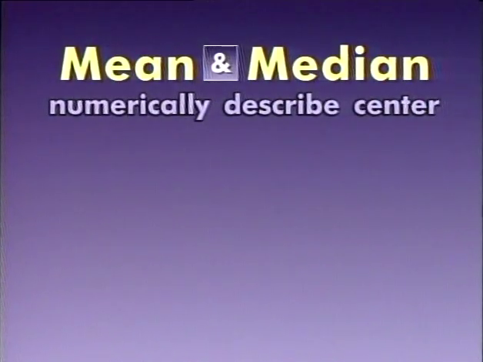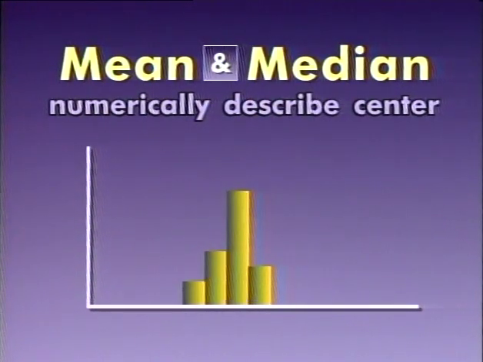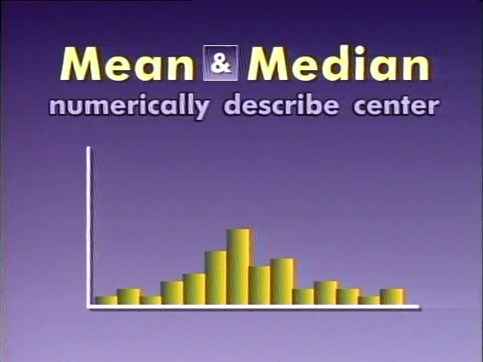The mean and median are the two most common ways to numerically describe the center of a distribution. That's a big step from just picturing a distribution with a graph. But the center is just one important aspect of a distribution. The spread is equally important. Do the data cluster tightly around the middle, or do they spread out? So while describing the center is important, it isn't the whole story.